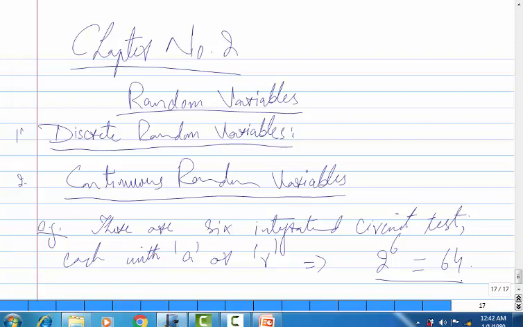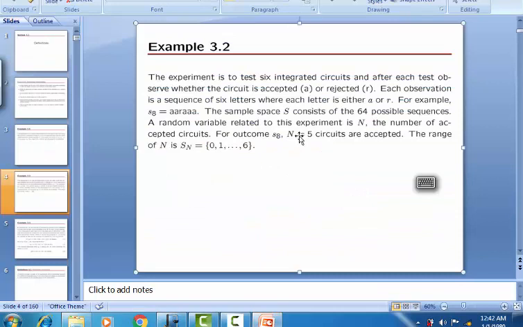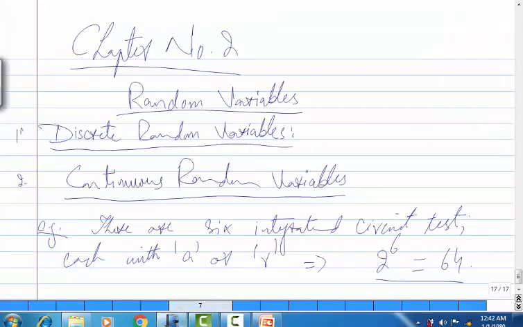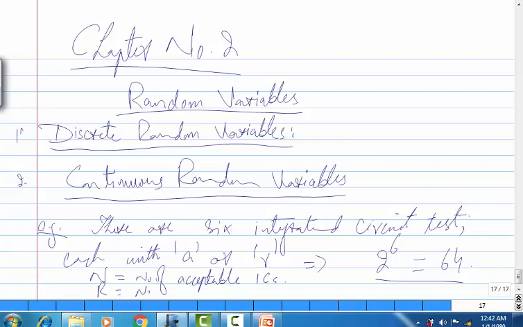Okay, so what we do here, we represent these 64 outcomes using a random variable N. So for example, we can define N as the number of acceptable circuits or rejected ones. Very easy. If we define N as a random variable equal to the number of acceptable ICs, and R is the number of rejected ICs, then N and R become random variables.